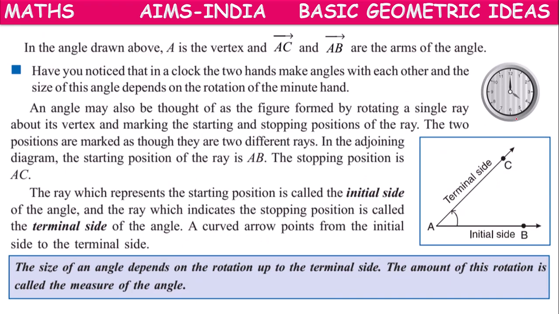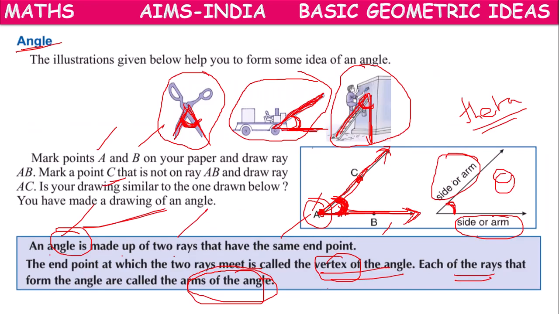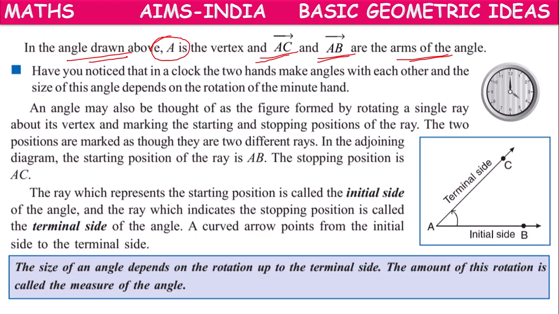Next. In the angle drawn above, A is the vertex, and AC bar and AB bar are the arms of the angle. So here, A is the vertex, and AB bar and AC bar are the arms of the angle.